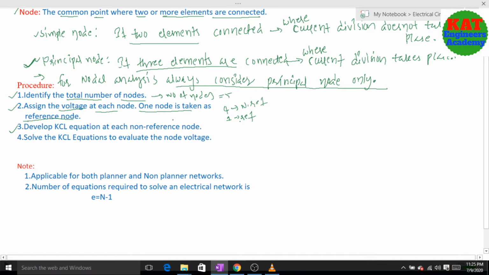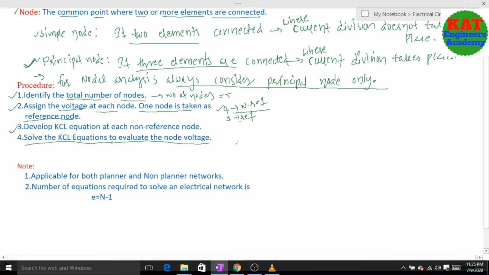One is reference. So next you have to develop the KCL equations at each non-reference node, that is, all 4 points you have to develop the KCL equations. Next, solve the KCL equations to evaluate the node voltages. So just listen. Finally, our intention: what is the use of nodal analysis?